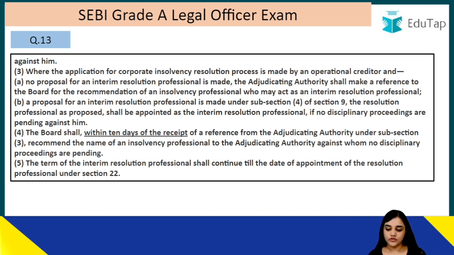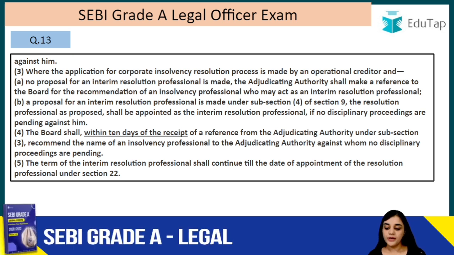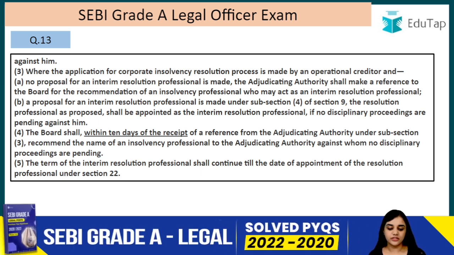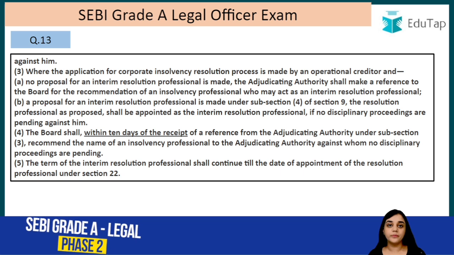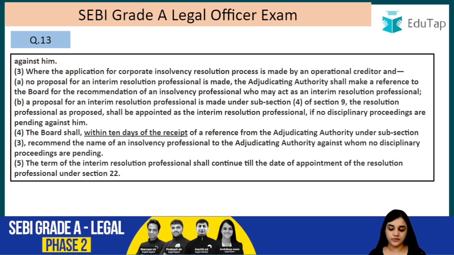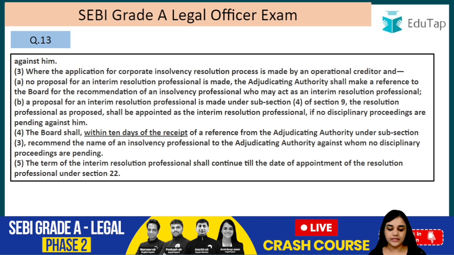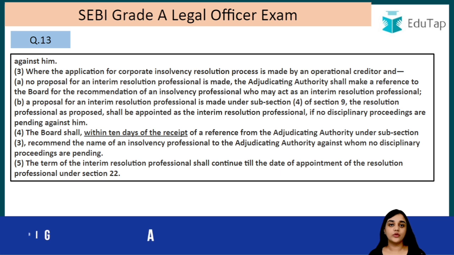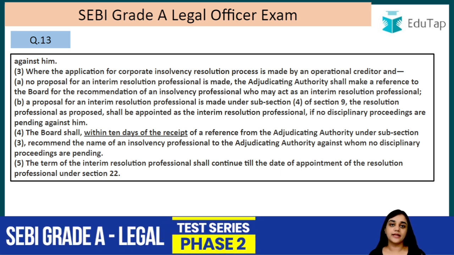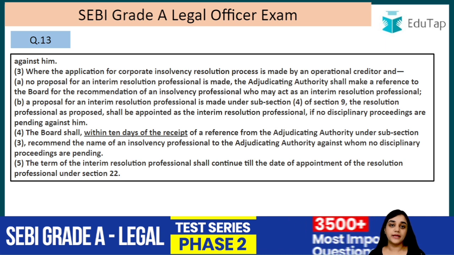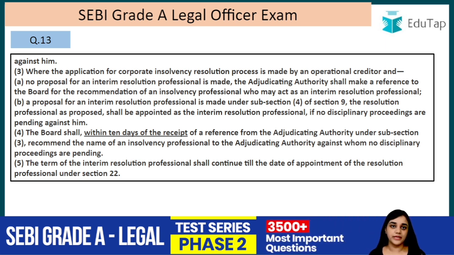But where the application for the corporate insolvency resolution process is made by the operational creditor and no proposal for an interim resolution professional is made, the adjudicating authority shall make a reference to the board, being the IBBI, that is the Insolvency and Bankruptcy Board of India, for the recommendation of an insolvency professional who may act as an interim resolution professional. So if no name has been provided by the operational creditor, the NCLT will make an application to the IBBI, that is the board, and it will provide you with an interim resolution professional.